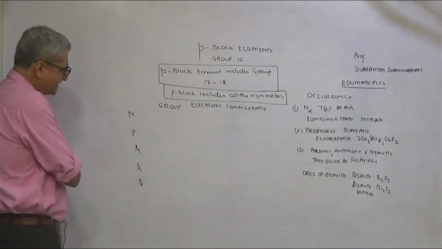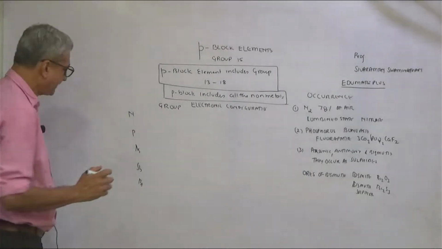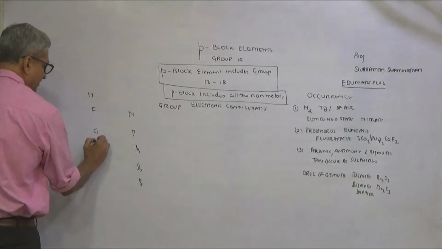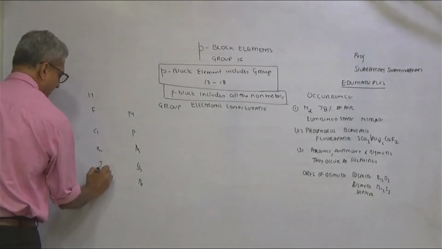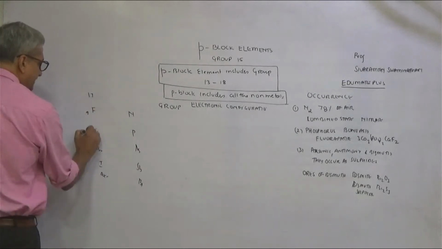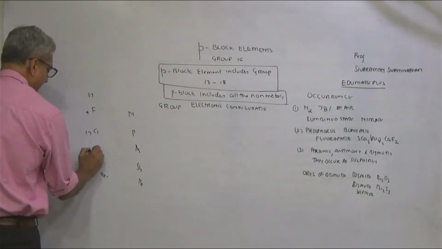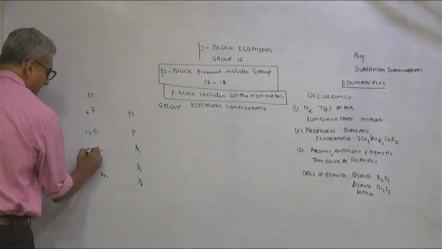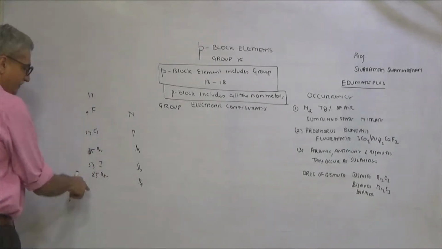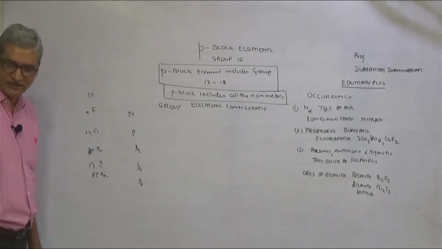So I actually remember only one, that is the halogen, group 17. You have fluorine, chlorine, bromine, iodine, and so on. If you remember, it is 9, 17, 35, 53, and this is 85. It's easy to remember. 9, 17, I have highlighted only one.